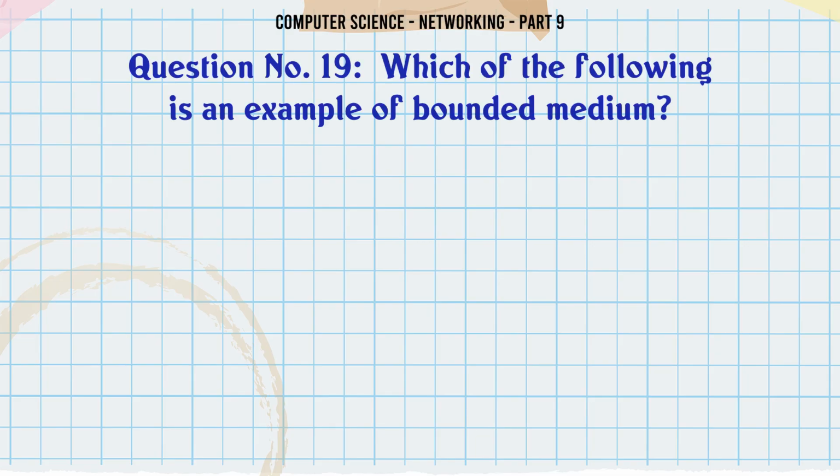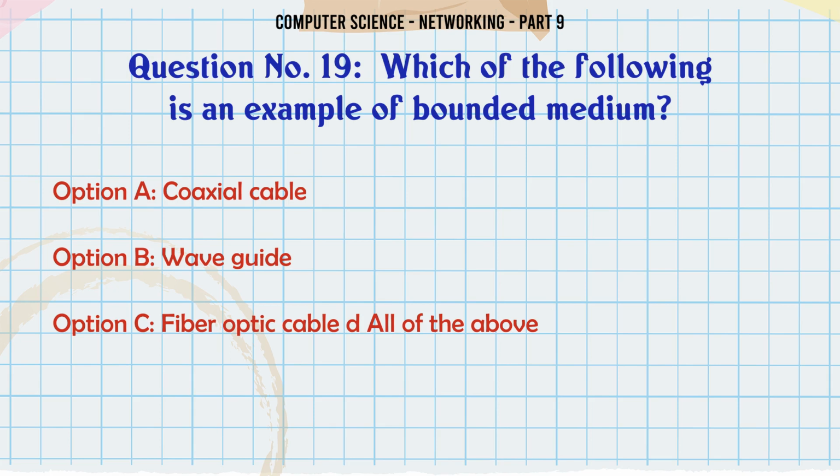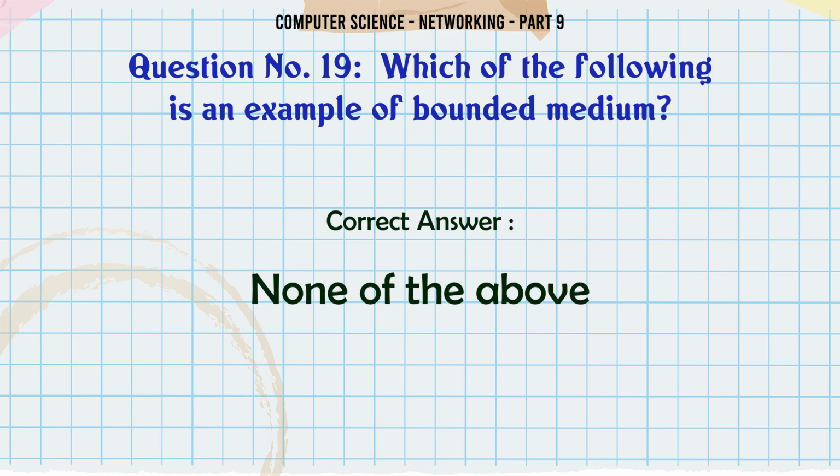Which of the following is an example of bounded medium? A. Coaxial cable. B. Waveguide. C. Fiber optic cable. D. All of the above. E. None of the above. The correct answer is none of the above.